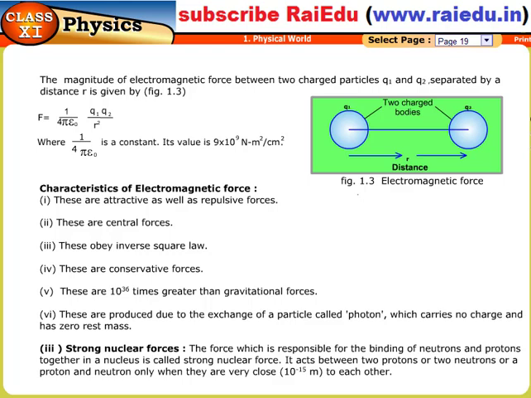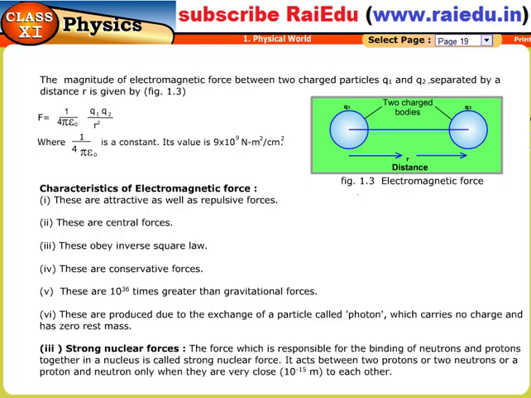Characteristics of electromagnetic force. These are attractive as well as repulsive forces. These are central forces. These obey inverse square law. These are conservative forces. These are 10 raised to the power 36 times greater than gravitational forces. These are produced due to the exchange of a particle called photon, which carries no charge and has zero rest mass.